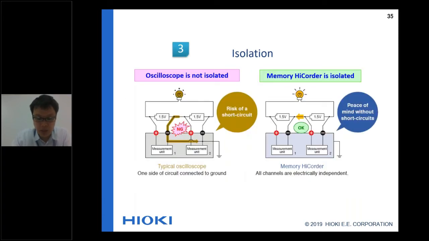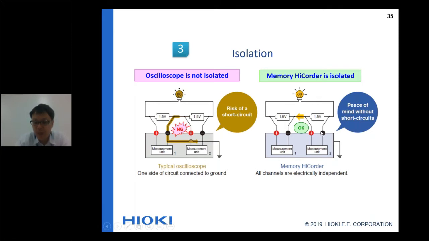Isolation. Of course, our power analyzer is isolated on all channels. In addition, our memory recorder is also perfectly isolated on all channels. A typical oscilloscope is not isolated. That's why, if we measure a circuit like this, it's just an example, say you want to measure a 1.5 volt battery which is connected in series. If you connect like that, it is a short circuit. You will get the risk of a short circuit problem. If this voltage is high, your instrument will blow like this.